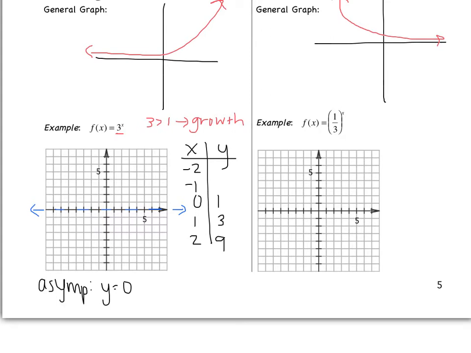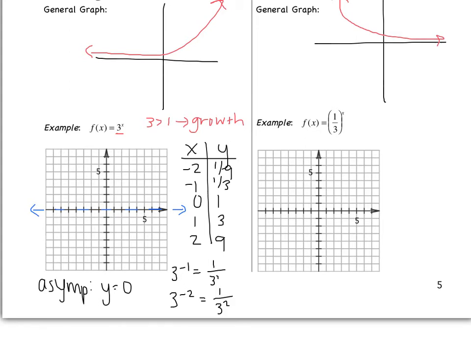Now going backwards, 3 to the negative first is not negative 3. 3 to the negative first is 1 over 3 to the first, or 1/3. 3 to the negative second is 1 over 3 squared, so 1/9.